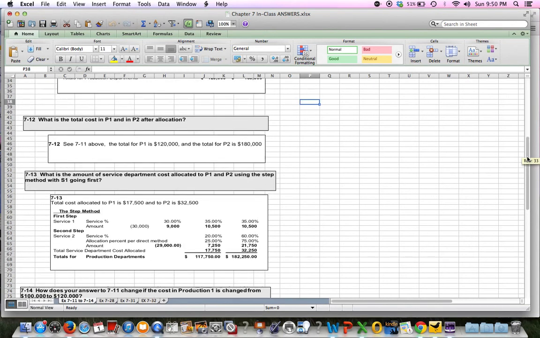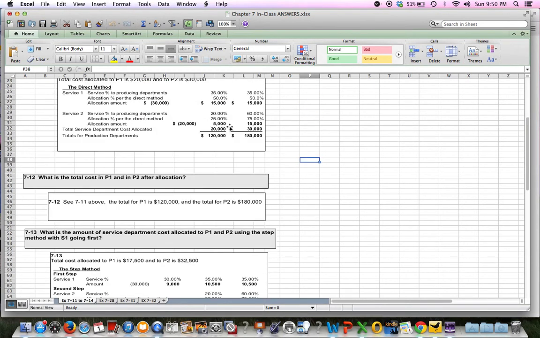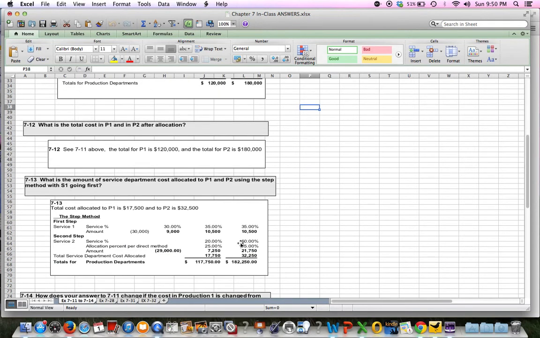So the same data that we used right here, 2060 to give me 25% and 75%, is then used down here for 713 and multiplied by 29,000 though, because basically they got 20,000 at their own cost for service 2, plus they had 9,000 of service 1 allocated to them, so allocating 29,000 based on a 25%, 75% to production 1 and production 2, and that gives me new grand totals of 117,750, and 182,250.